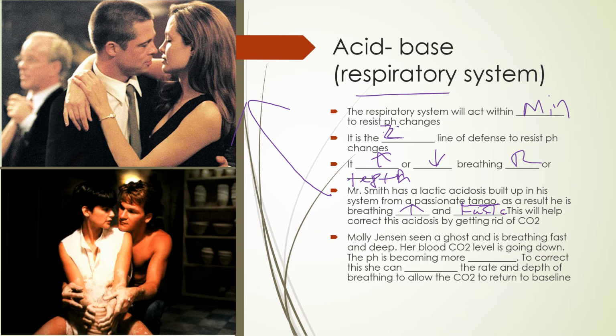So this will help correct his acidosis, his metabolic acid. Remember, his muscles are producing an acid, so it'll correct his metabolic acidosis by getting rid of CO2. We're going to help eliminate that and restore normal pH, right? So after this passionate tango with Mrs. Smith, there you go. Okay, let's do another example.